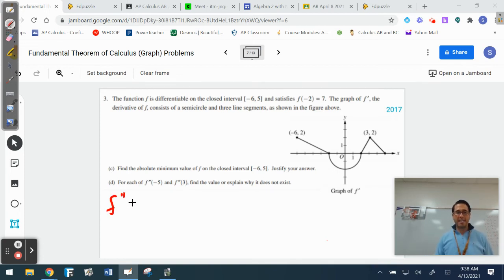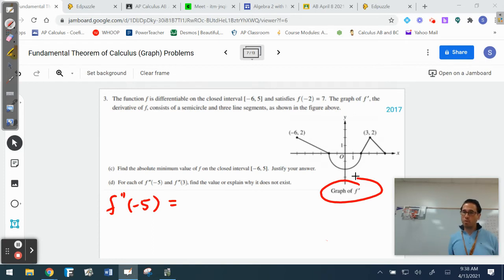Okay, second derivative. Second derivative would mean, well, this is the first derivative. Remember, very similar to 2018, but asking it in a different way, right? f double prime would be the slopes. Okay, so where's negative 5 at? Ooh, negative 5 is this guy right here.